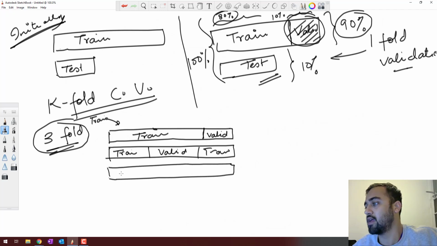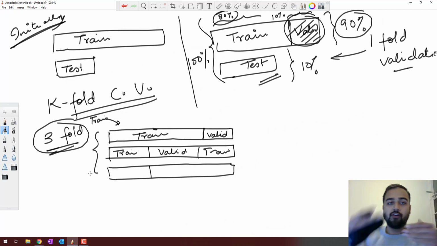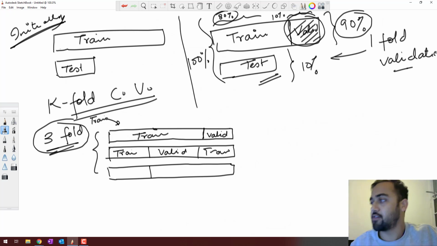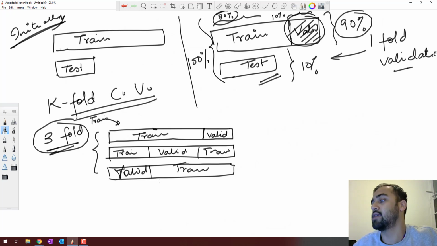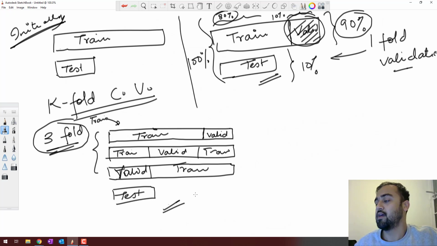So if you're talking about k-fold cross validation, that means your training set will be folded over and over, k times, to find different training and validation sets, right? I'll explain what this is. This would be validation and this would be training, and your test set remains the same, right?